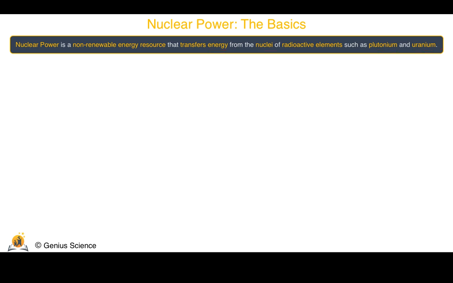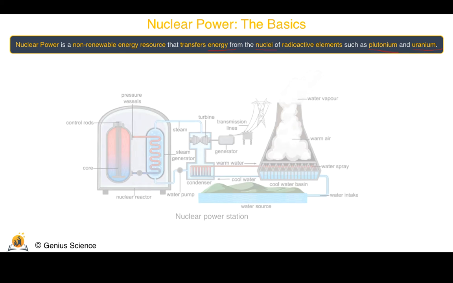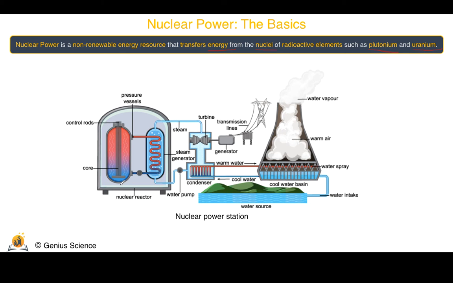So let's briefly describe how a nuclear power station works. The energy that is released from uranium and plutonium nuclei heats water, and this produces steam. This steam turns a turbine, which turns a generator, seen here, which then generates electricity.